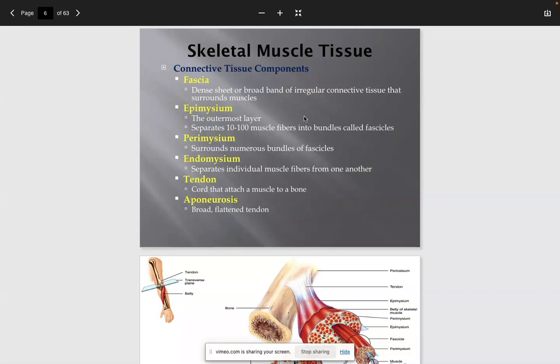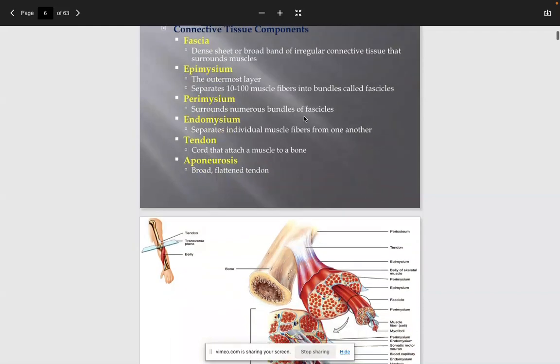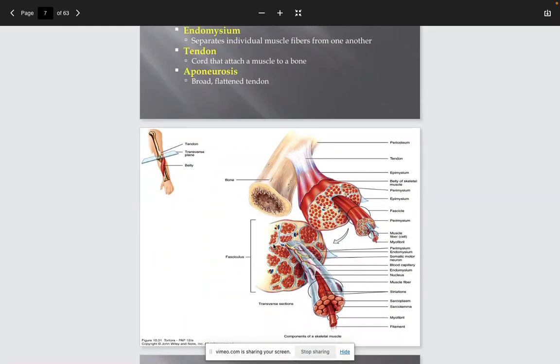The tendon is just going to be a cord that attaches a muscle to bone. And the aponeurosis is going to be a broad, flattened tendon. So here you will see the fascicle itself. You'll see the epimysium is around, separated into fascicles. The perimysium will surround the individual fascicles. And then you'll have the endomysium, which is going to separate it into individual muscle fibers.